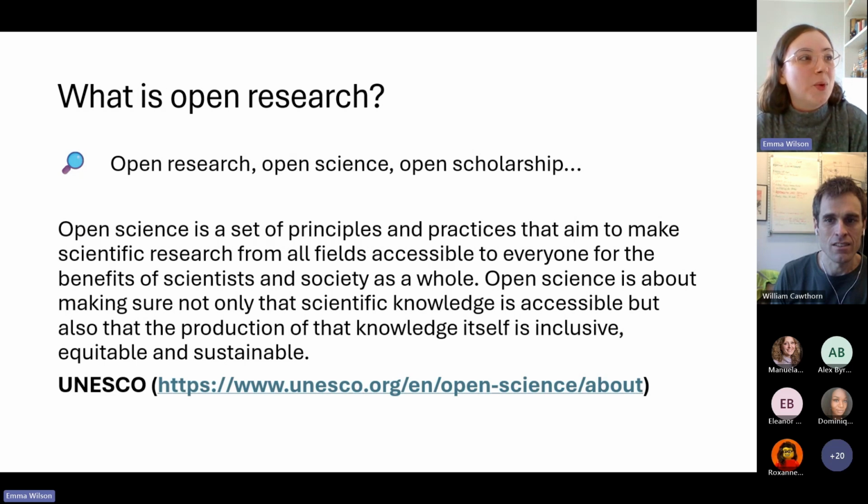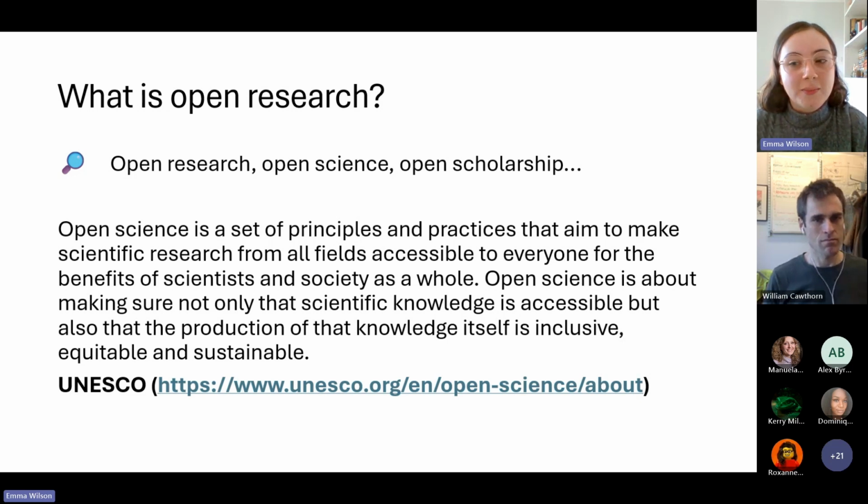Starting with what is open research. There are lots of different terms that people use: open research, open science, and open scholarship. They're all describing pretty much the same thing. But what I've got here is the definition of open science from UNESCO, which says that it's a set of principles and practices that aim to make scientific research from all fields accessible to everyone for the benefit of scientists and society as a whole.